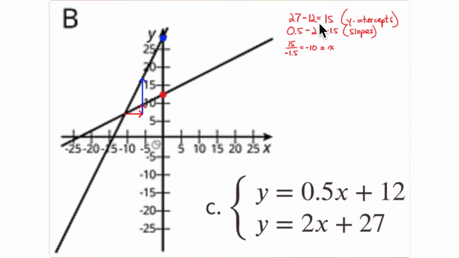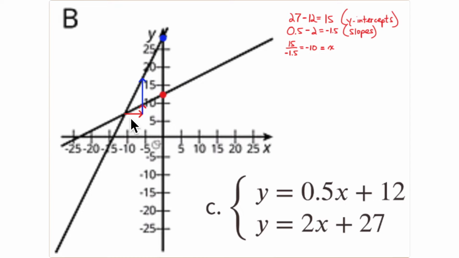The difference in the y-intercepts is 27 minus 12 is 15 units, so this is 15 units between these 2 points, and the difference in the slopes is a -1.5 units. That is this 0.5 minus 2. And so to close this gap, every unit along the x-axis is going to make these two graphs 1.5 units closer. So how many of those -1.5 can you take out of 15? That's 15 divided by -1.5 equals -10 times. So the x-coordinate right here is going to be -10.